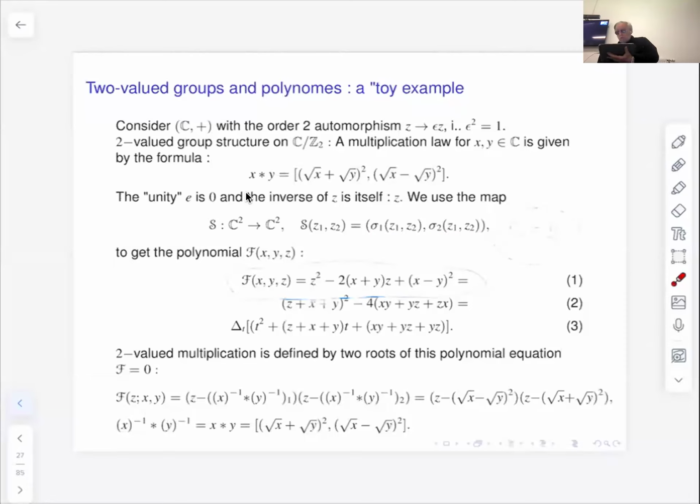This polynomial is a polynomial of degree 2, with second coefficient minus 2 times (x plus y), and the product of roots is (x minus y) squared. Then you can rewrite it, of course, also in this form of my conic, and also you can write it in discriminant form, but it is just to establish the relation which I told you about in Kontsevich polynomials and in Buchstaber polynomials. And my two-valued multiplication law is given by the roots of this equation, f equal to 0.